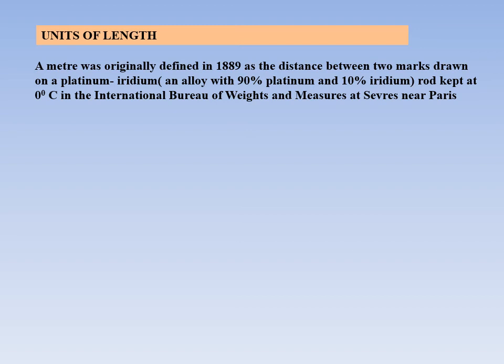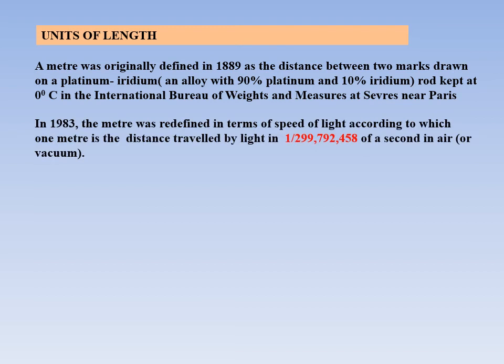Sèvres near Paris. In 1983, the meter was redefined in terms of the speed of light, according to which 1 meter is the distance traveled by light in 1 by 299,792,458 of a second in air or vacuum.